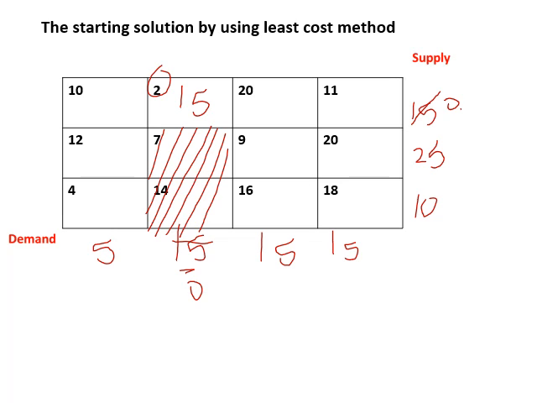So we will block this for the first step and go in the next step to the least cost for the remaining costs or the remaining cells. We have the remaining cells 10, 12, 4, 20, 9, 16, 11, 20, and 18. The least cost for this, of course, is 4. So we will move towards this cell.